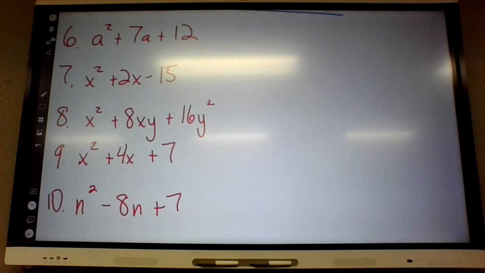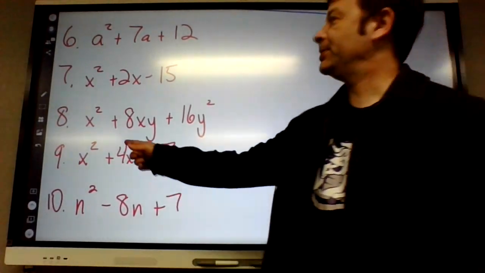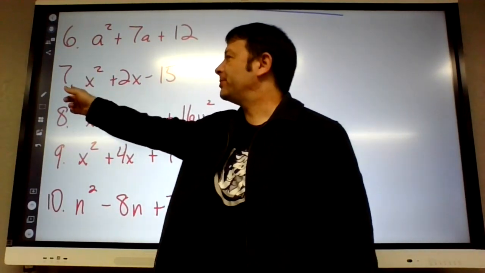Alright, can you guys tell the type of problem this section is? Yeah, I just call it three-term. It's basic three-term factoring because there's no numbers up in front.